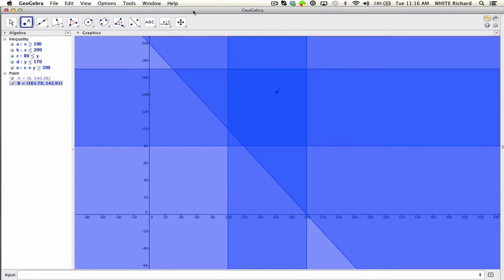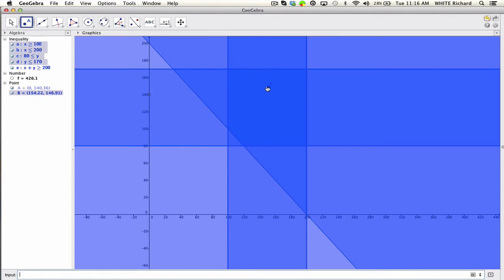And now we will enter our profit equation, which is negative 2x, but I'm going to use B here as my point, so that's negative 2 times the x value of point B, and then plus 5 times the y value of B. And that'll tell us our profit right here, so 390.